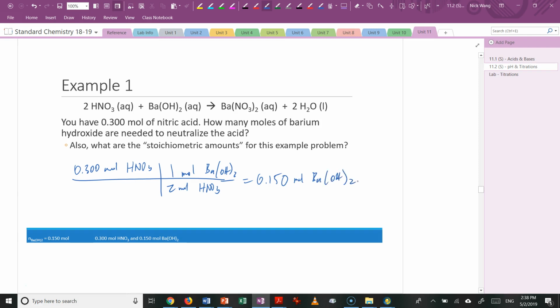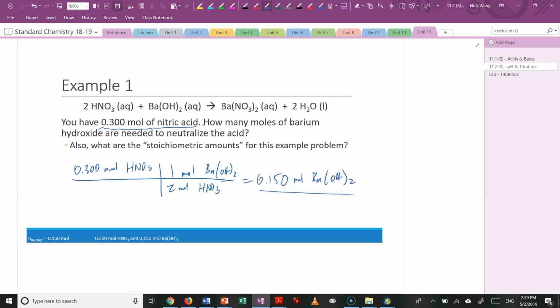Now, to make sure we understand what's going on here, we can always just put some numbers into these conversion bridges and then put some mole ratios to convert between all of them. But what exactly does this mean? It means that this is the mole amount of barium hydroxide needed to completely neutralize and react with the given amount of 0.300 moles of nitric acid.